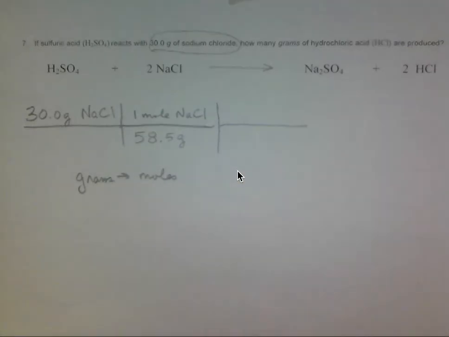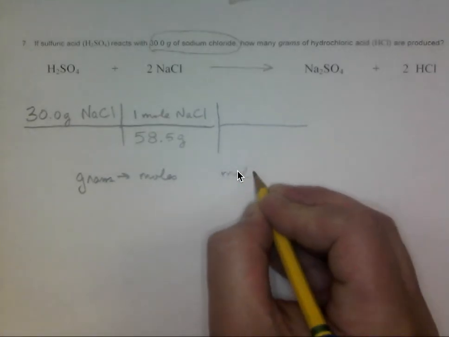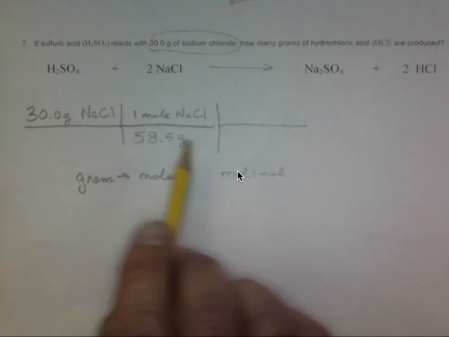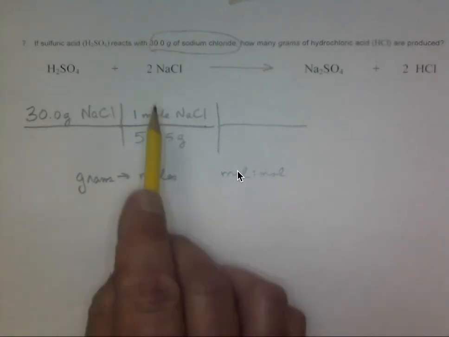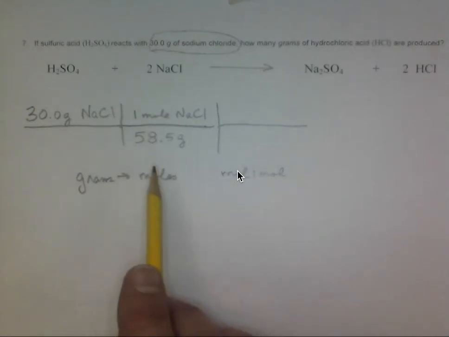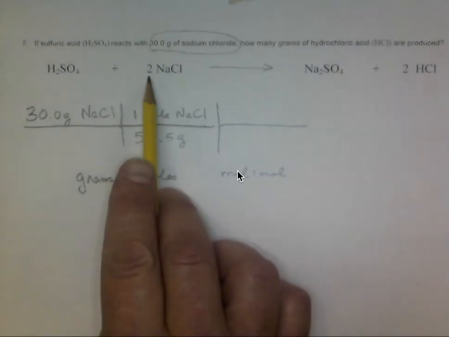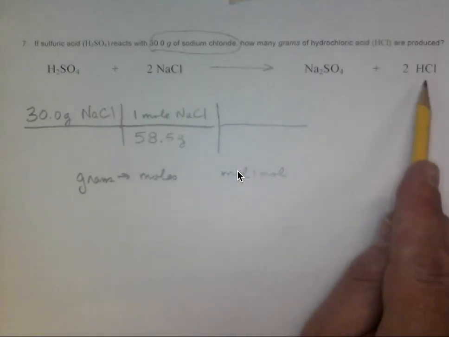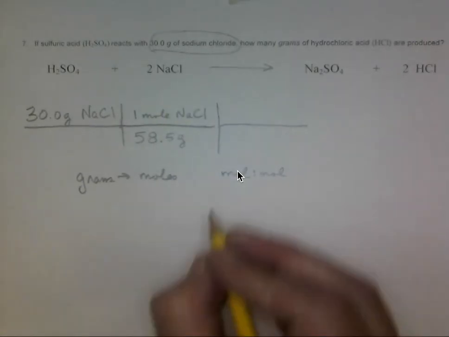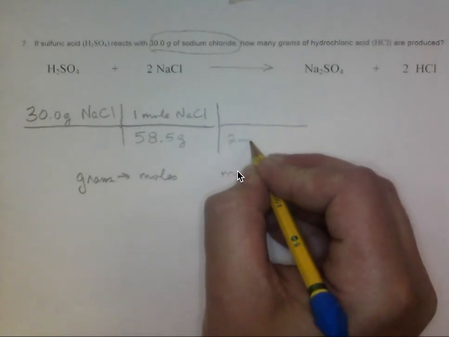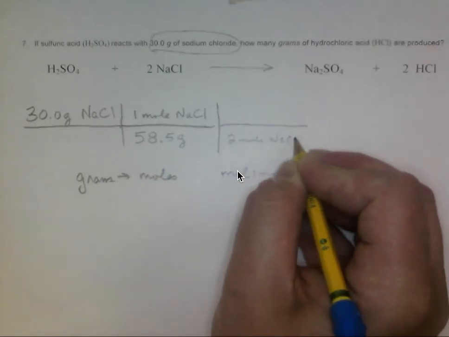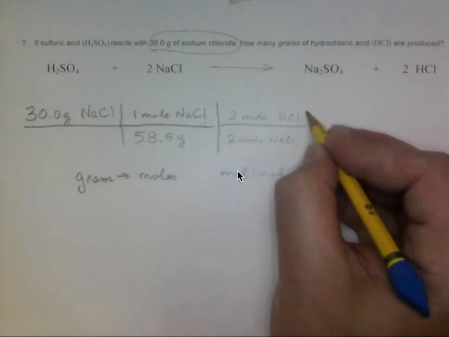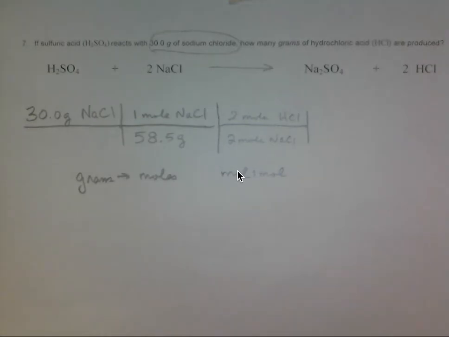What I need to do now is I need to know the mole-to-mole ratio in this particular reaction. So I want to get rid of sodium chloride, so I want it on the bottom. And I can see that in this equation, for every 2 moles of NaCl that are used up in the reactants, 2 moles of HCl are produced. So we have 2 moles of NaCl down here and 2 moles of HCl up here, and that'll take care of my mole to mole.